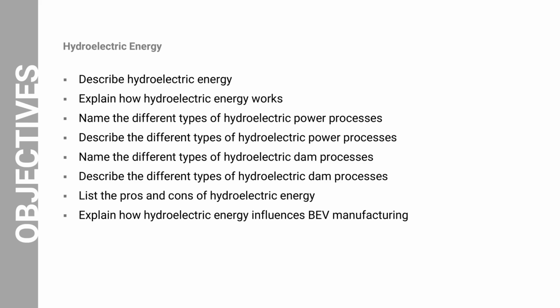Let us look at our lesson objectives. By the end of this lesson, you will be able to describe hydroelectric energy. Next, you will be able to explain how hydroelectric energy works. Subsequently, you will be able to name and describe the different types of hydroelectric power processes. Later, you will be able to name and describe the different types of hydroelectric dam processes. Then, you will be able to list the pros and cons of hydroelectric energy. Finally, you will be able to explain how hydroelectric energy influences BEV manufacturing.